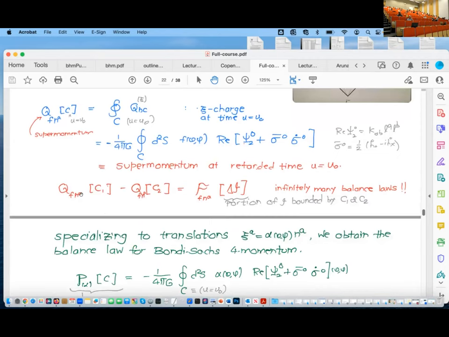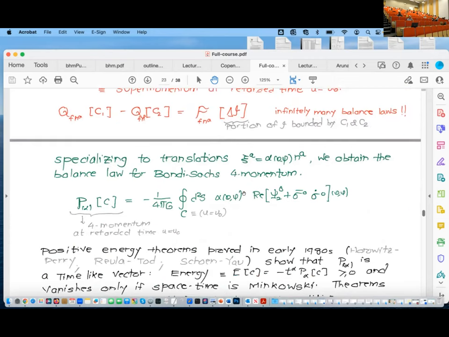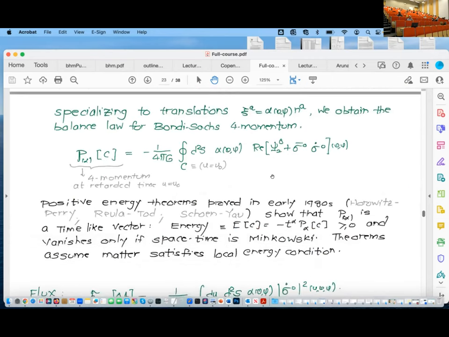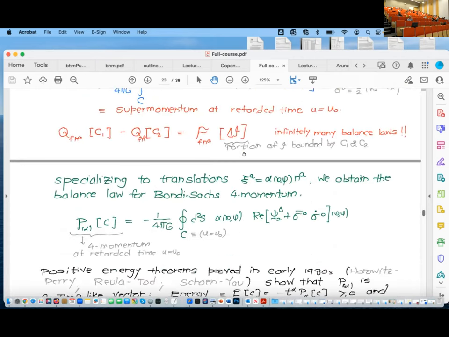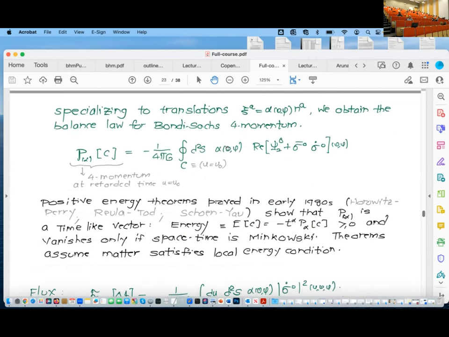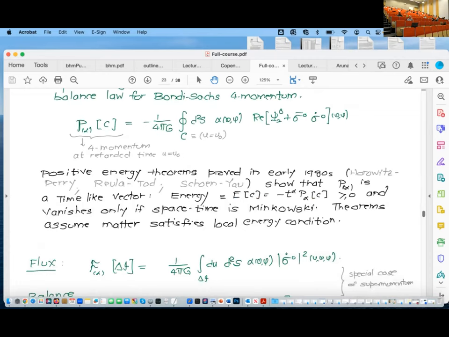As I said here, the charge at C1 minus the charge at C2 is a flux that is carried away. So specializing to translations, we just get the same formula that I had written down up here. These are the first four spherical harmonics in the Bondi frame, and we just get this term up here. Now the positive energy theorems proved in the early 80s showed that these flux integrals are in fact positive if alpha is positive, like if we're talking about energy, then this flux integral is positive.